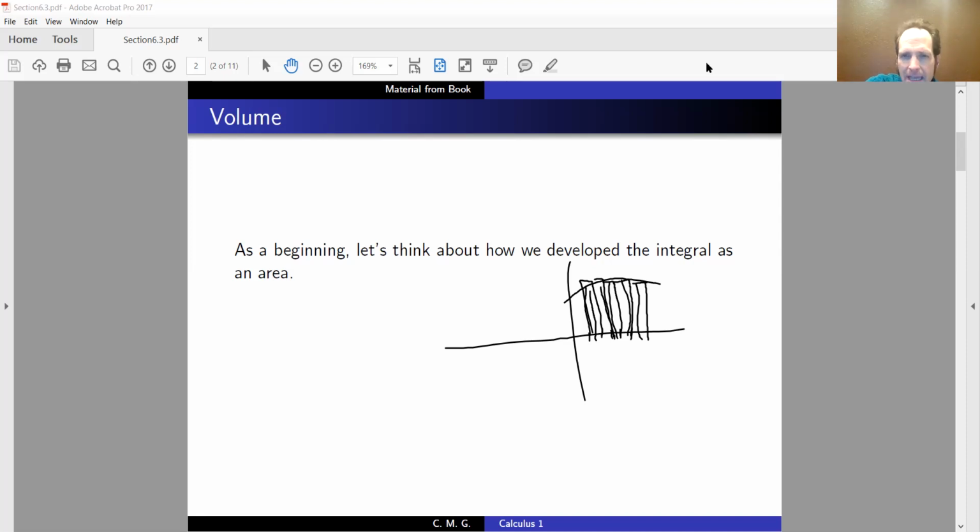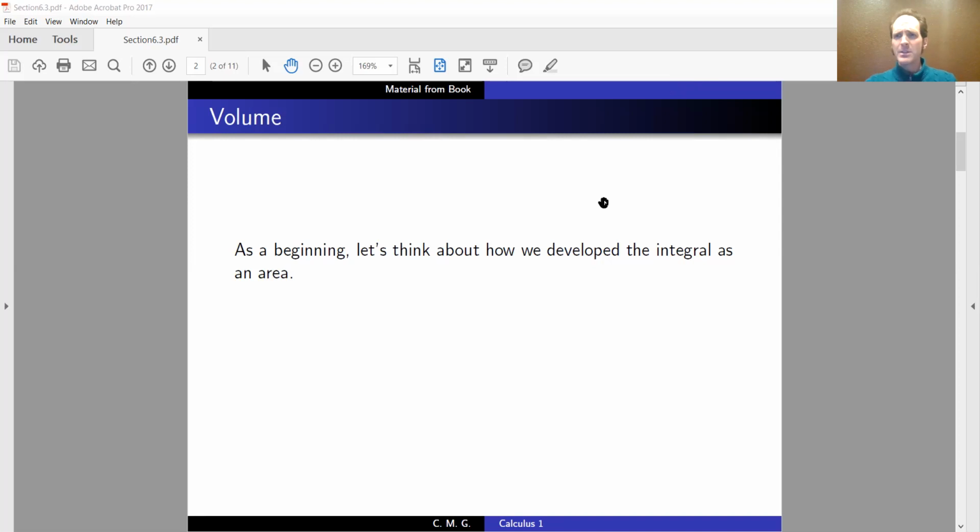So I want to do the same sort of thing now. This time I want to think about volume. There are really two ways to do this. The first way is I want to think about a three-dimensional object. You've got some three-dimensional object, and I can define it as having a base that's a function.